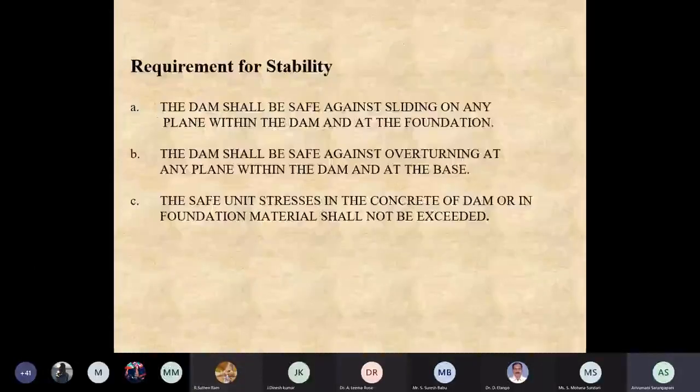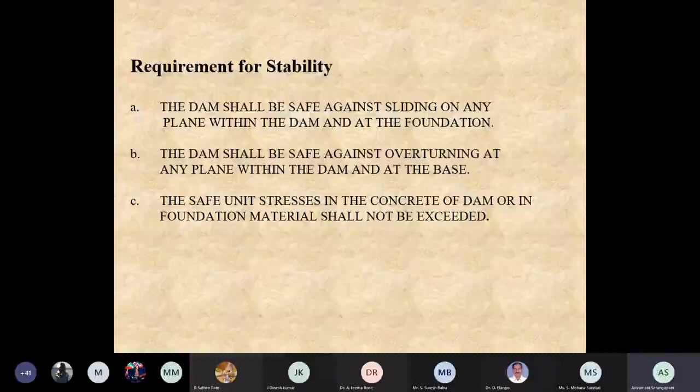And the requirements for stability are these: safety against sliding, then safety against overturning, and the stress of the dam at the foundation and the foundation material should not exceed the permissible stress which is given in the code.